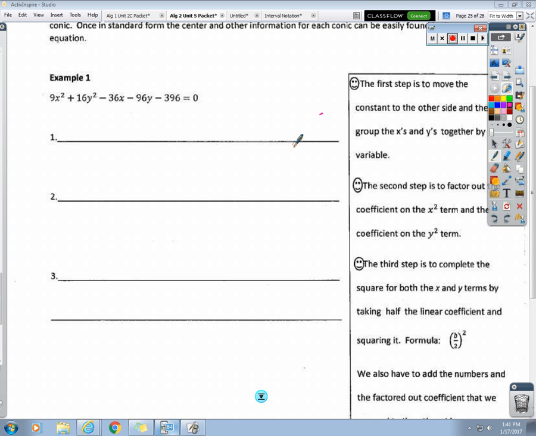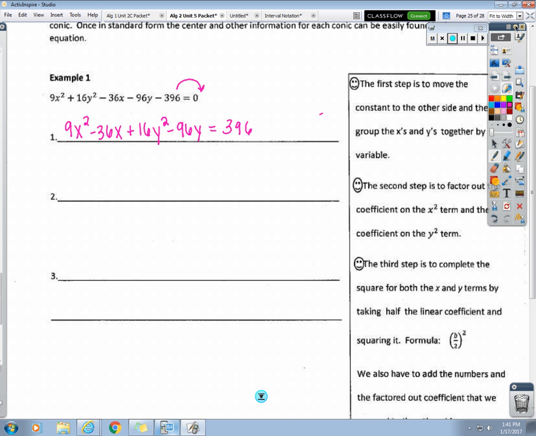So the first step to change an ellipse from general to standard form is the same as it was for parabolas. You're going to move the constant to the other side and group the x's and y's together. So that 9x squared and minus 36x will go together, and then the 16y squared and negative 96y will go together. And then this negative 396, we're going to move it to the other side, and so that'll make it a positive 396. Okay, so that's just like when we were doing parabolas. You group the x's, group the y's, move the constant to the right side.